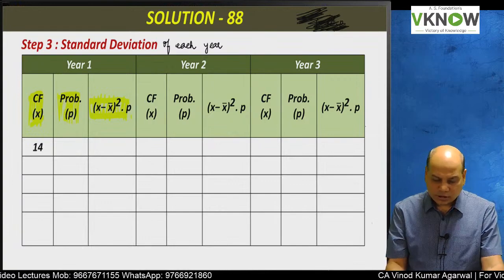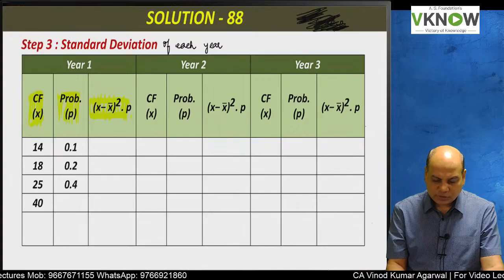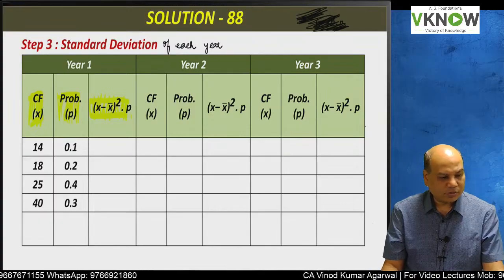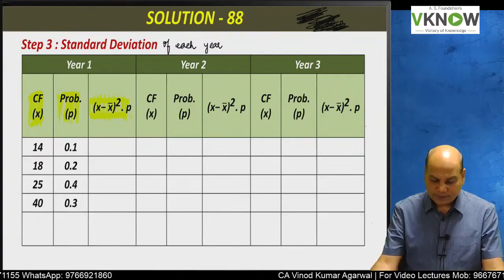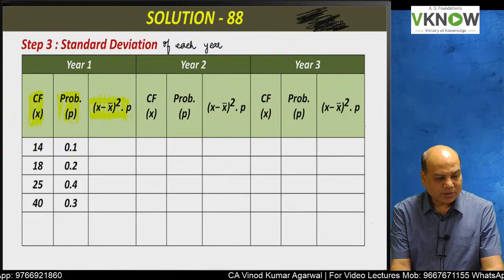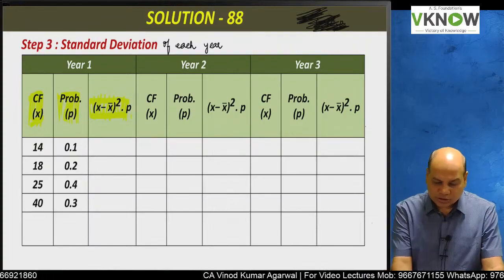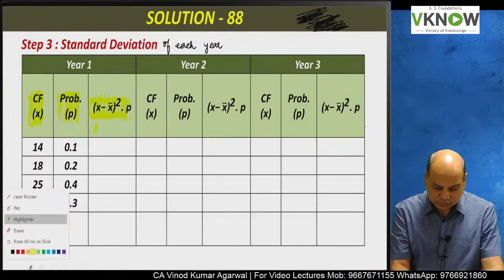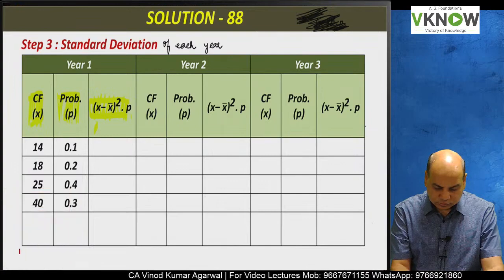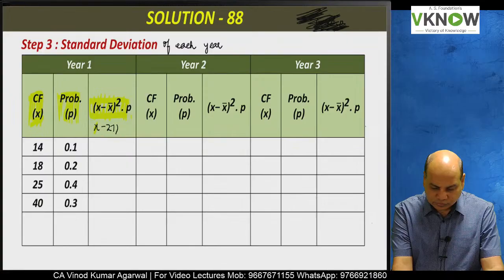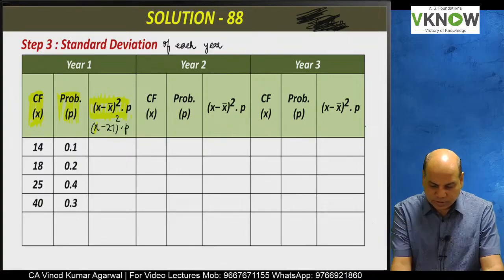First and second column, again please copy from the question book: cash flow and probability. And then this column, what is x bar? X bar means expected CFAT, which is 27 for year 1. So you will basically calculate (x minus 27) square into probability.